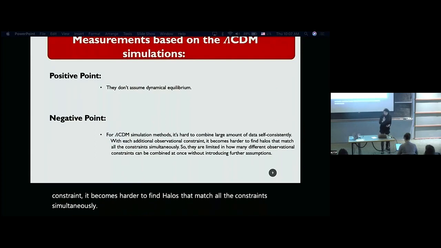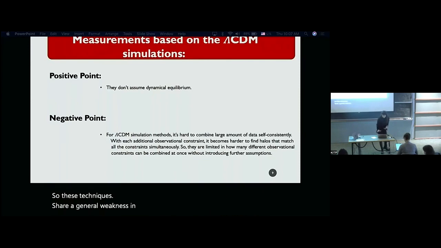So these techniques share a general weakness in that they are limited in how many different observational constraints can be combined at once without introducing further assumptions, which also limits their overall constraining power.